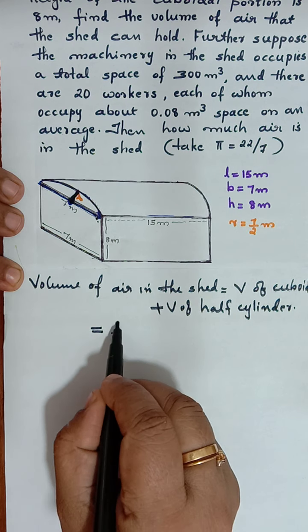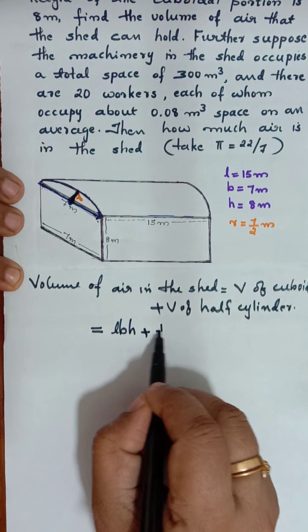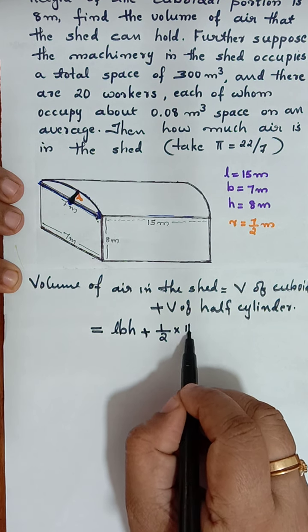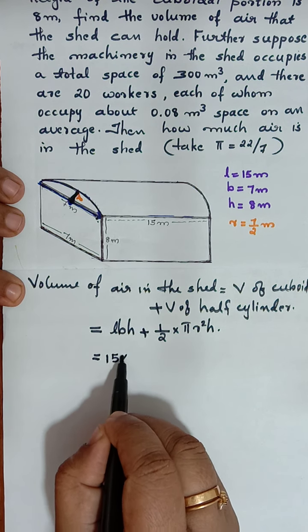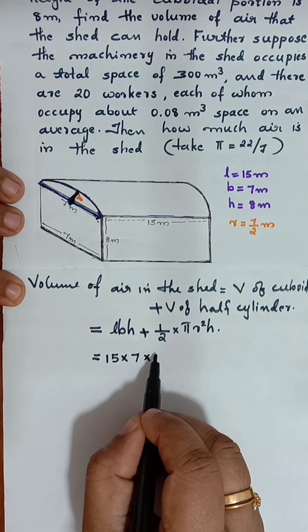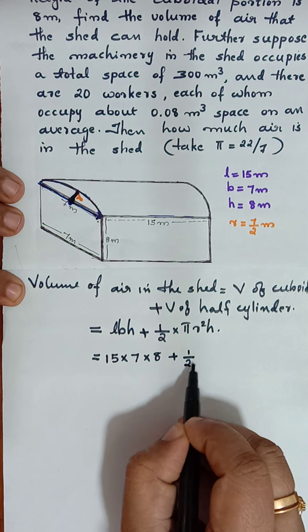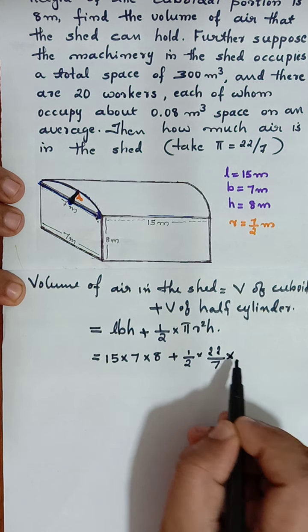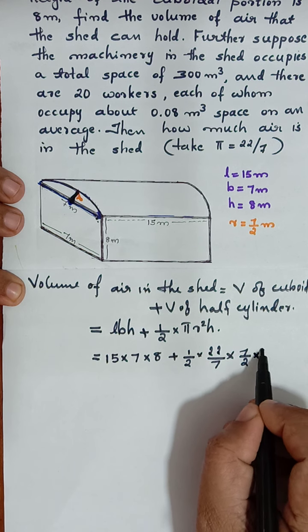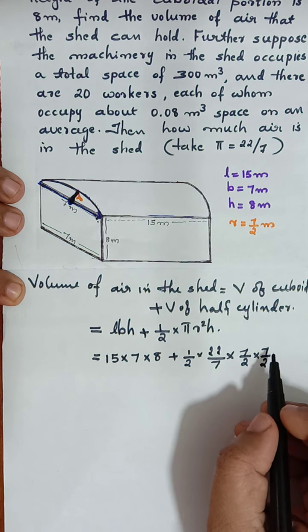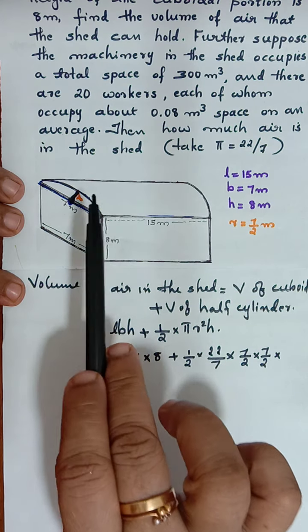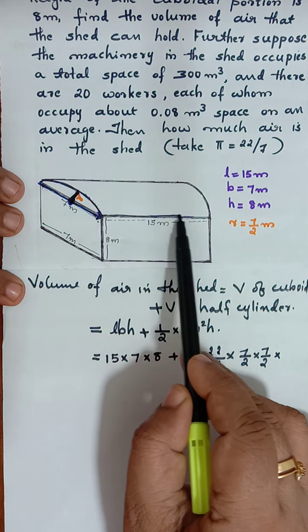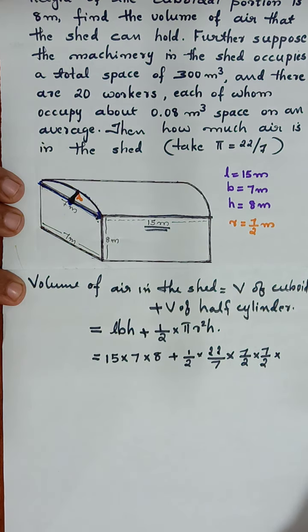Formula: cuboid volume is L times B times H, and half cylinder is half into the cylinder's volume, pi r square h. Let us substitute these values. 15 into 7 into 8, plus half into 22 by 7 into radius 7 by 2. Be careful, radius square, so 2 times we have to write, into the height of the cylinder. Be careful, the height of the cylinder will be the length of the cuboid, 15 meter.